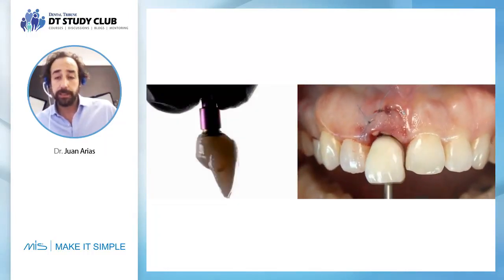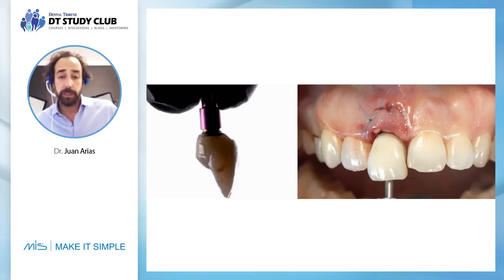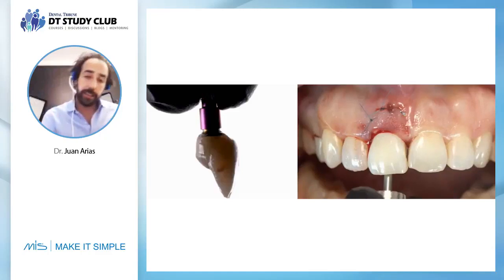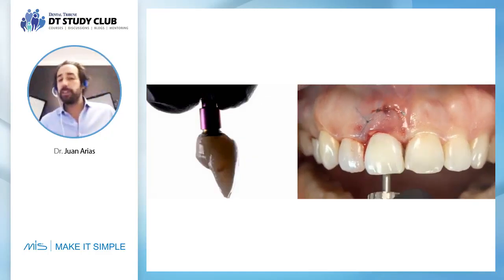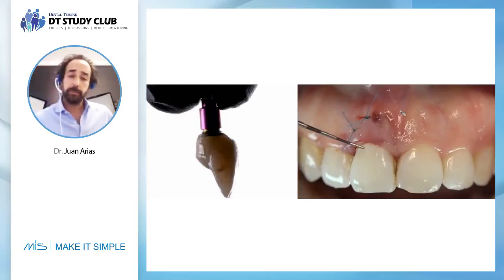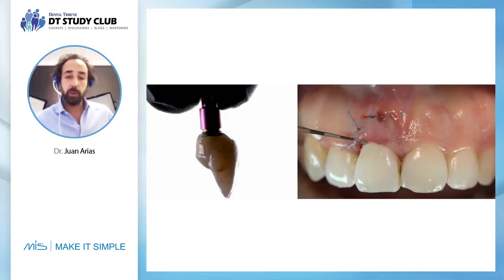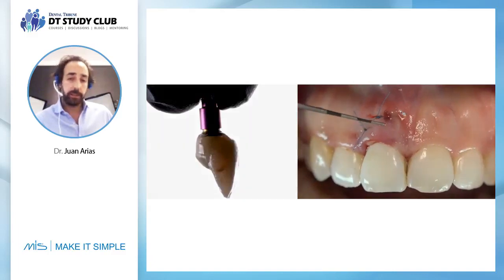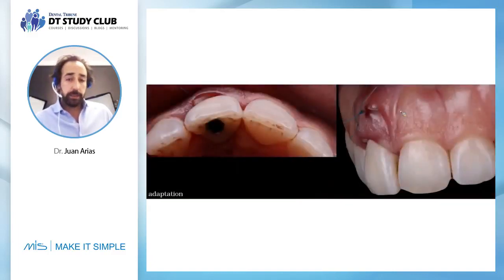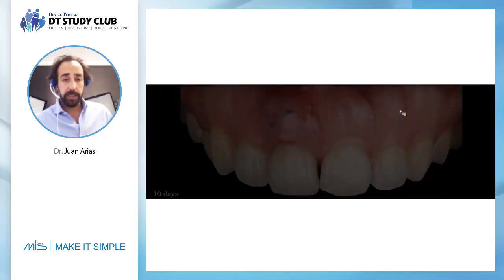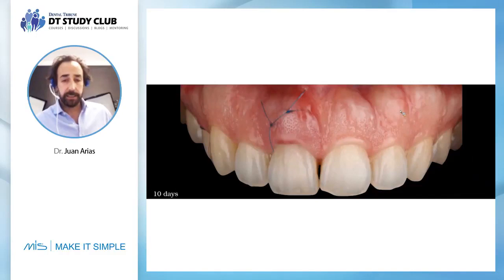And so we place the provisional crown, which is the natural provisional crown of the patient, that will maintain the pressure. There's no pressure now. It's just maintaining that position that we had. Maintaining the position, no pressure, just giving stability for the grafts underneath it. And we wait, see the adaptation of the crown, the suture at the end, and this is 10 days afterwards.